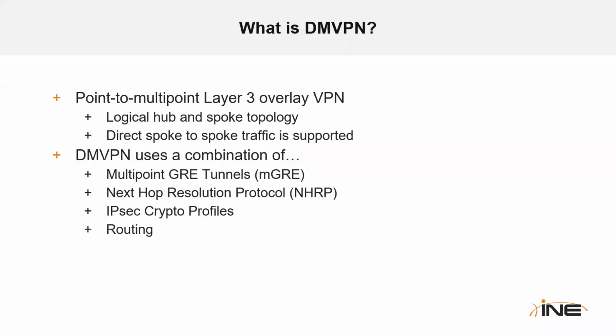So what is DMVPN? It's a point-to-multipoint layer 3 overlay VPN. So it uses a logical hub and spoke topology, and direct spoke-to-spoke traffic is supported. The idea being that we have any-to-any communication over an encrypted media. So DMVPN is going to be using a combination of multipoint GRE tunnels or mGRE tunnels, the Next Hop Resolution Protocol or NHRP, and then IPsec crypto profiles for encryption, and then a routing protocol of our choice, whether this be EIGRP, OSPF, BGP, whatever, that we're going to be using for routing the traffic over the DMVPN tunnel.